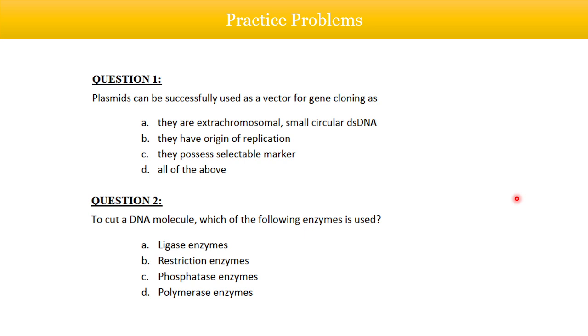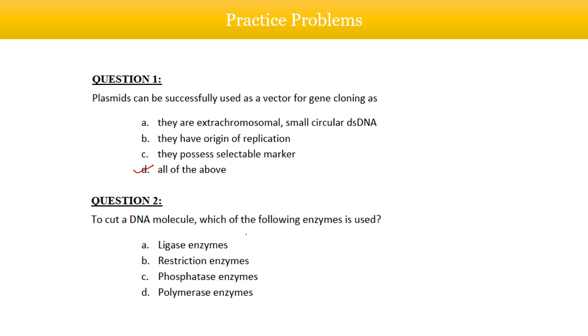Okay, so let's move on to the first question. Plasmids can be successfully used as vectors for gene cloning as they are extrachromosomal circular double-stranded DNA, or they possess a selectable marker, or all of the above. So the properties of a gene cloning vector is that they should have all the three properties.